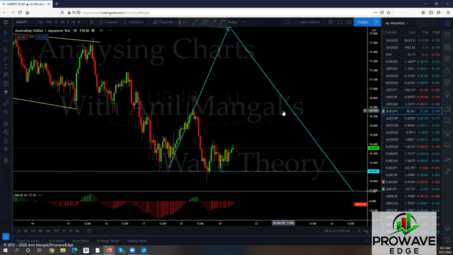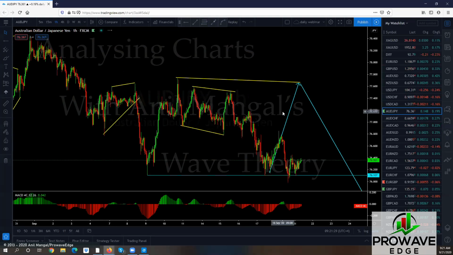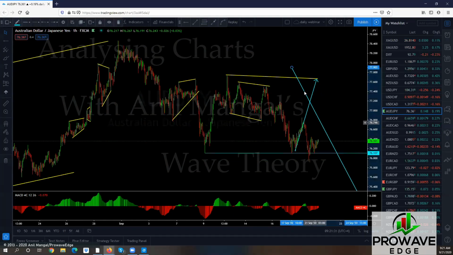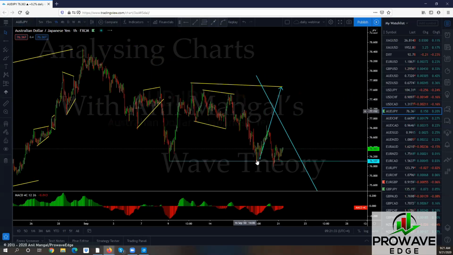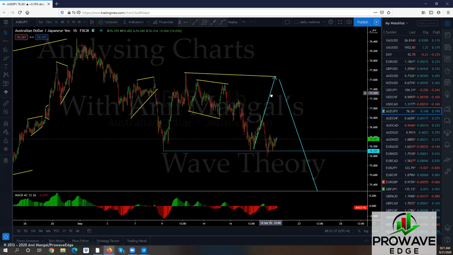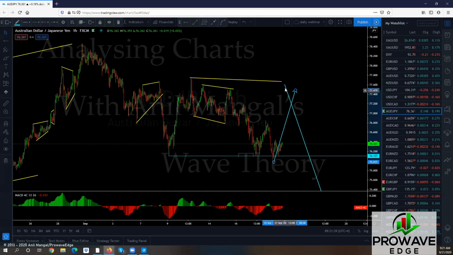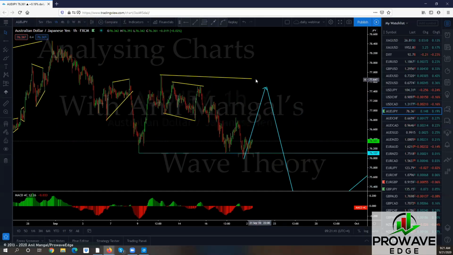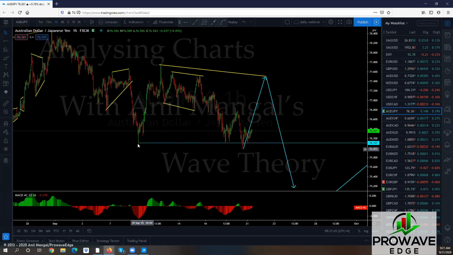Aussie yen. Okay, we're still consolidating. We thought this one would go up and make a running flat, and they dropped one lower. Like I said, if they drop one lower, no problem. We're still expecting a running flat. That has not changed, right? Expecting a running flat here is the same thing, because this is still the correction in that impulse.